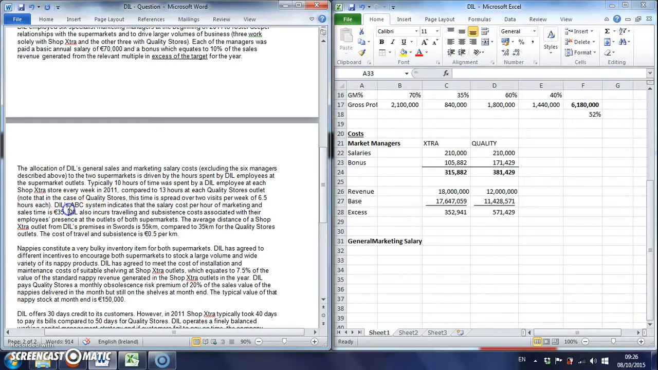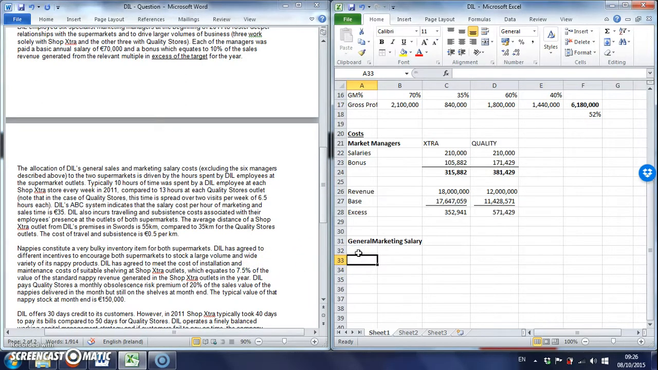And the ABC system, so remember you have cost driver and also the cost. It says for every hour used, it's €35. So again, different to ITSL, you've actually been given the cost driver here in the cost, so you don't have to work that out. What you do have to work out, well, how many hours are spent in each one. So hours at outlets. So you know per week, in Extra they spend 10 hours per week, and in quality they spend 13.